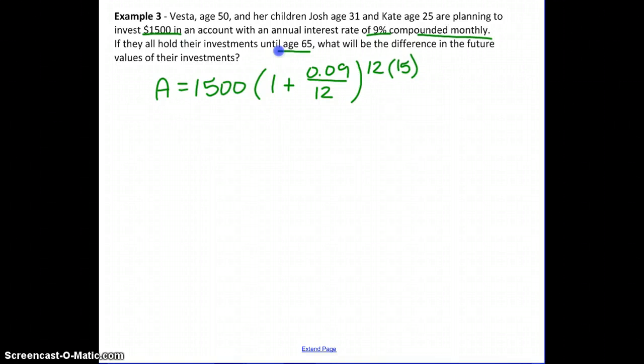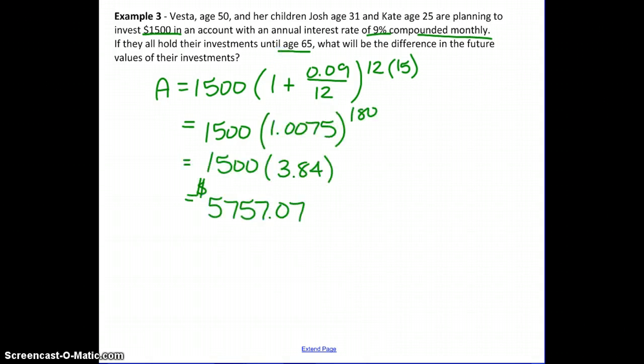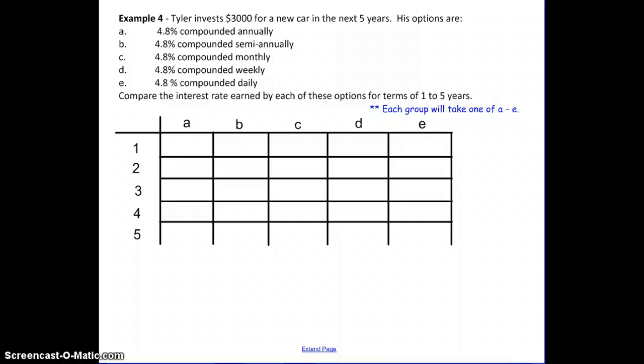So we'll first figure out 0.09 divided by 12. So the first thing we do here is, again, in the brackets, then we put it to the power of 180. So that gives 3.84 times 1,500, which gives us $5,757.07.